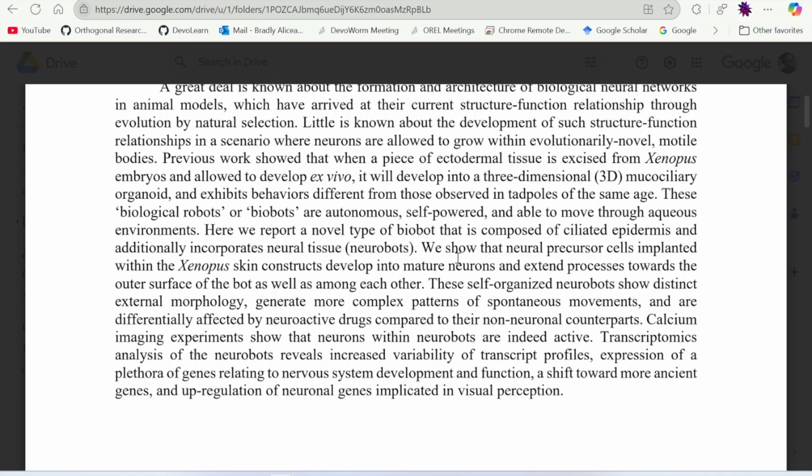These self-organized neurobots show distinct external morphology, generate more complex patterns of spontaneous movement, and are differentially affected by neuroactive drugs compared to their non-neural counterparts. Calcium imaging experiments show that neurons within the neurobots are indeed active. Transcriptomic analysis of the neurobots reveals increased variability of transcriptional profiles, expression of a plethora of genes relating to nervous system development and function, a shift towards more ancient genes, and upregulation of neuronal genes implicated in visual perception.